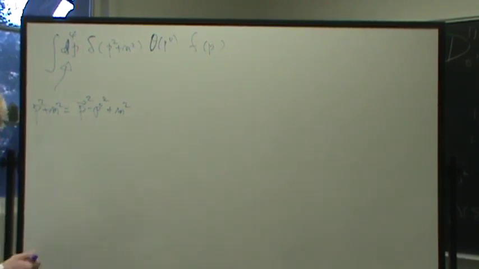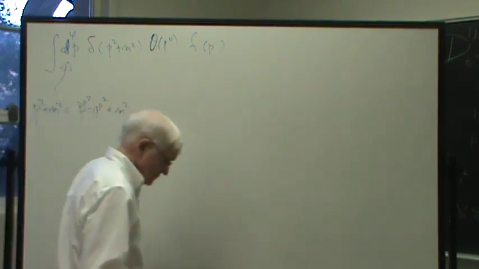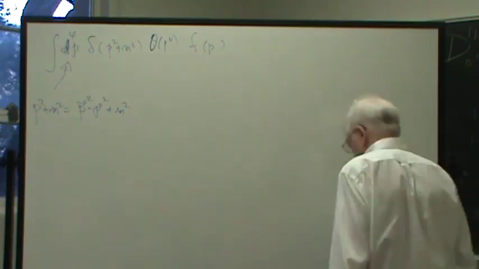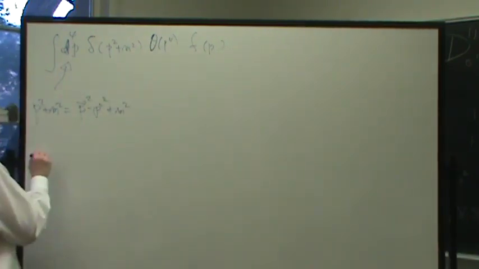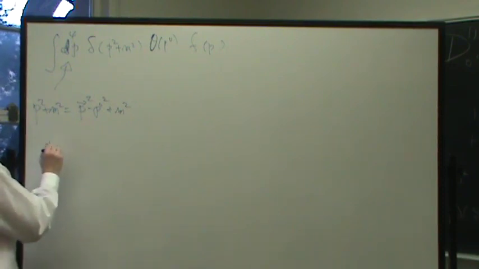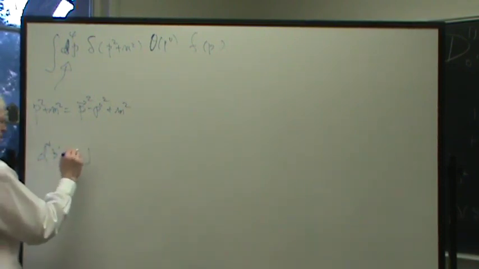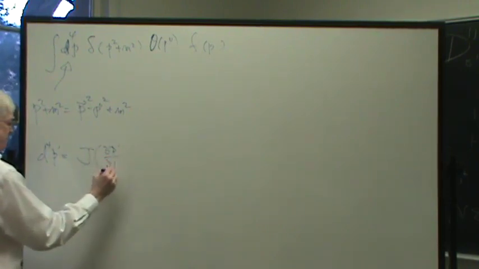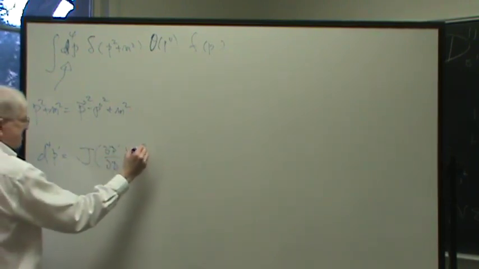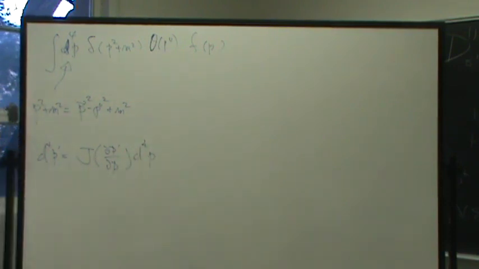Wait, why is d4p invariant? I'm having trouble seeing that. Say it again. Why is d4p invariant? Well, all right. Good question. d4p prime, what is it? Well, it's a Jacobian of the partial of p prime with respect to p times d4p, right? That's how one does things.